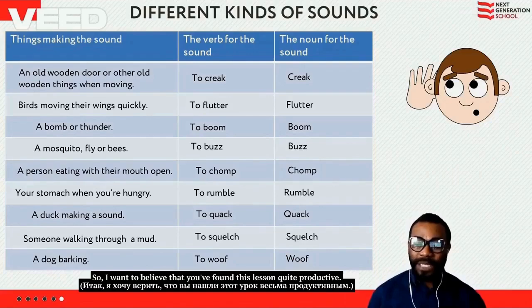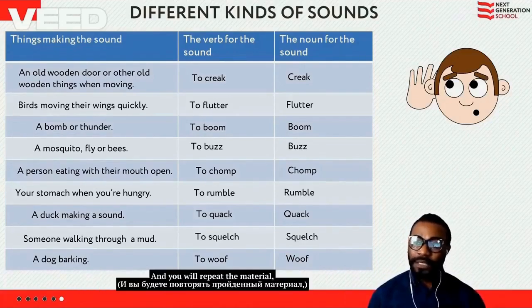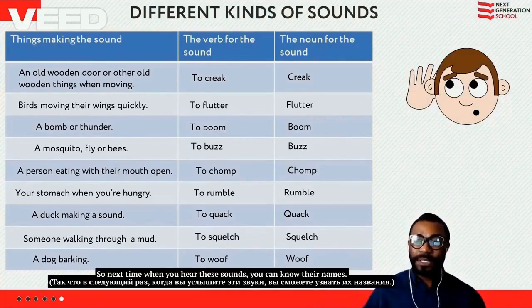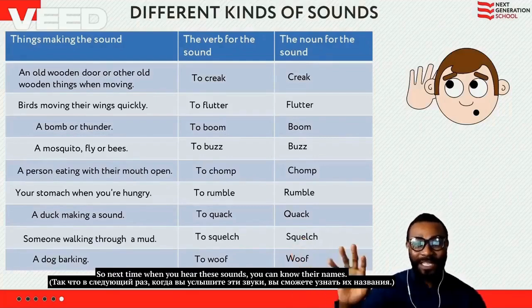So I want to believe that you found this lesson quite productive, and you will repeat the material. So you try to learn these words and you remember them. So next time when you hear these sounds, you can know their names.